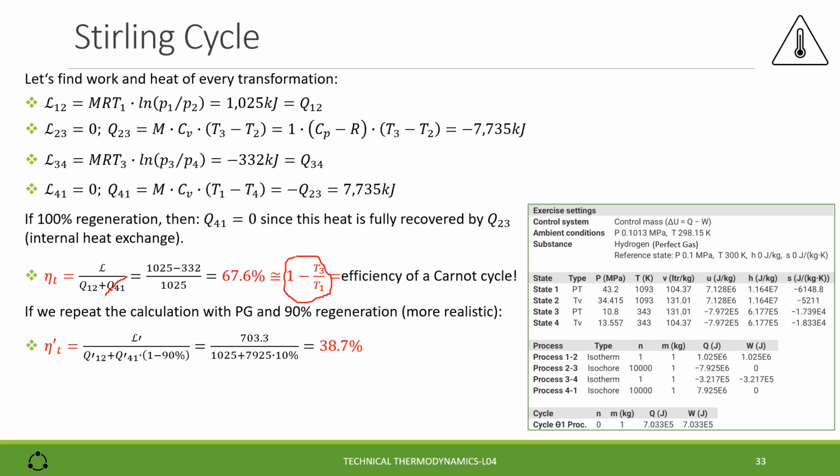The result is here aside in the table, and we find, considering also 90% of regeneration, 38.7%, which is very close to the efficiency declared by the vendor of the machine. Work and power we cannot assess now because of lack of information. Actually, we do not know the size of the motor, and so we cannot estimate the exact mass of the gas contained inside of the machine.